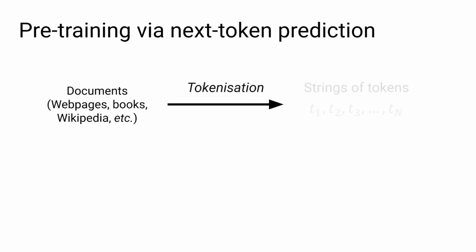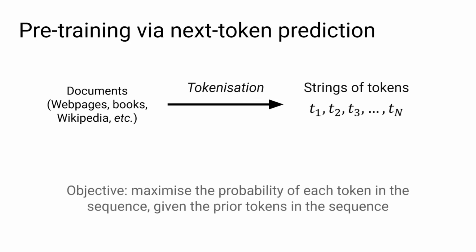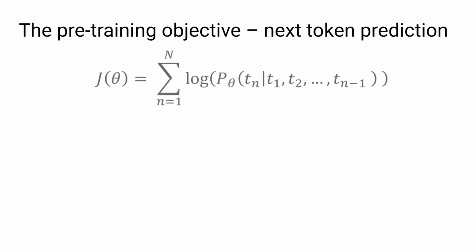And so through the tokenization process, we now have this massive pile of lists of tokens. And then the next token prediction objective is very simple. We're just going to try and maximize the probability of each token in the sequence given the prior tokens in the sequence. So what does this look like? This is the objective. We're going to try and maximize this. This is the next token prediction objective.